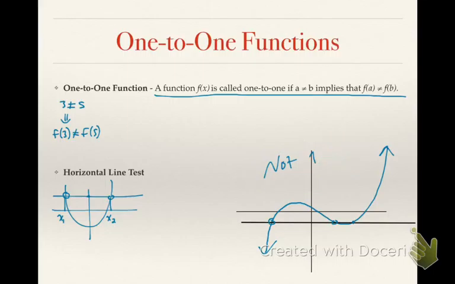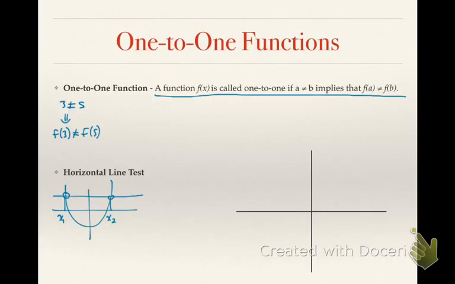Now an example that is one-to-one might be something like this. You have that function. There's absolutely no place where you can draw a horizontal line that goes through more than once. And notice there's no place we can draw a vertical line going through more than once. So this is a function, and it's also a one-to-one function.